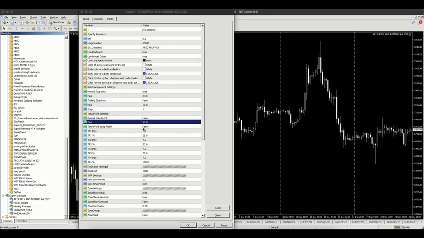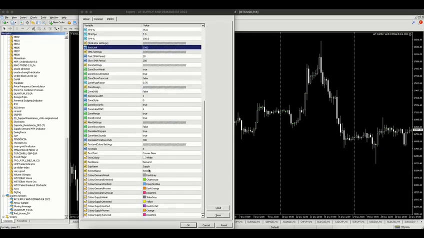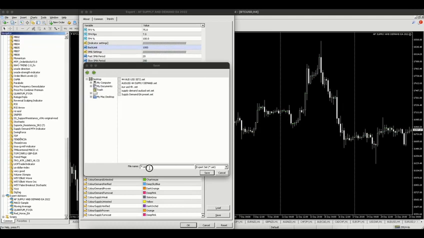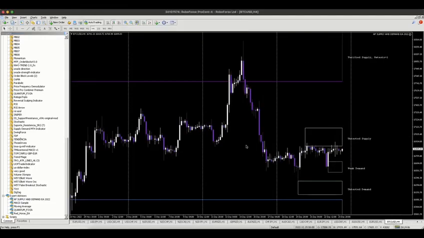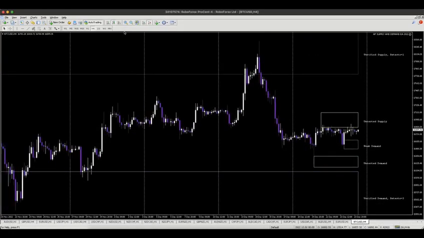I will provide a set file that you can use to load the settings for the euro-dollar currency on a 4-hour time frame. Always remember to save your settings for future reference. Click on OK to load the supply and demand robot. All done. Robot running on a 4-hour chart.